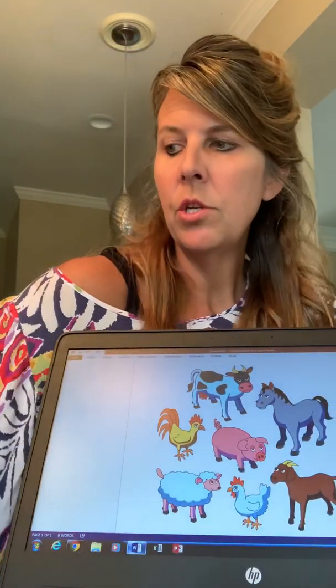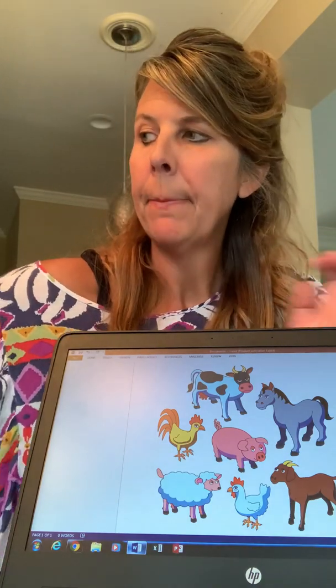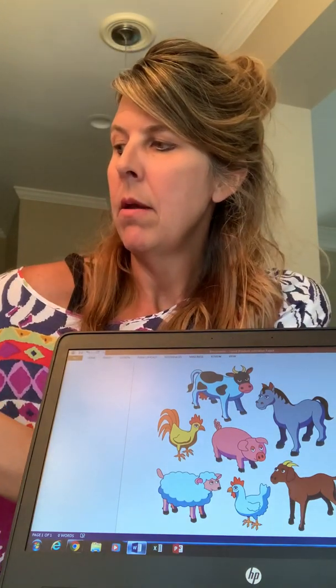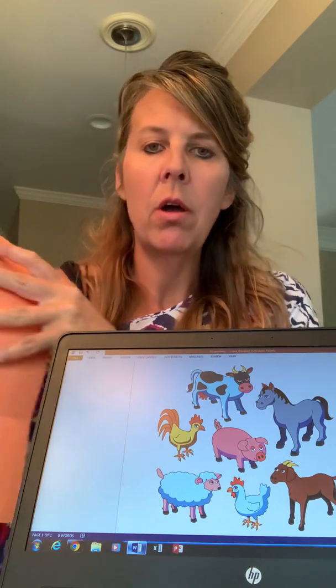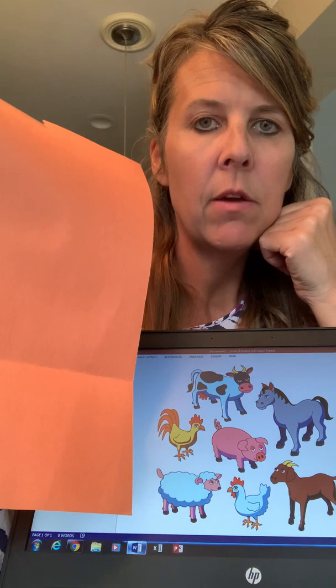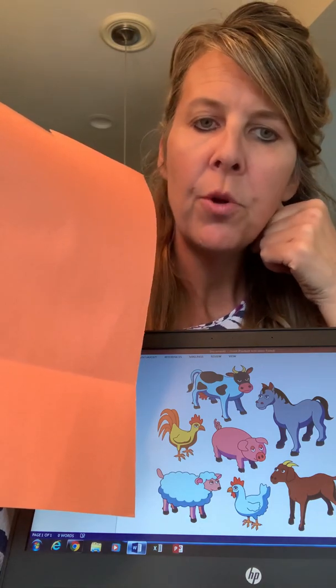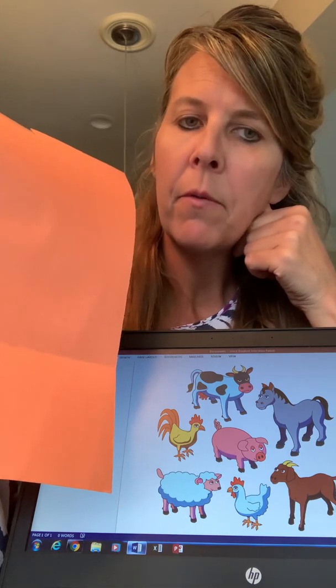So what I want you to do while we're looking at these farm animals, and we're going to come back to our cute little farm animals, I want you to get yourself a piece of paper, and I want you to draw your favorite farm animal and see if you can draw what your farm animal might live in.